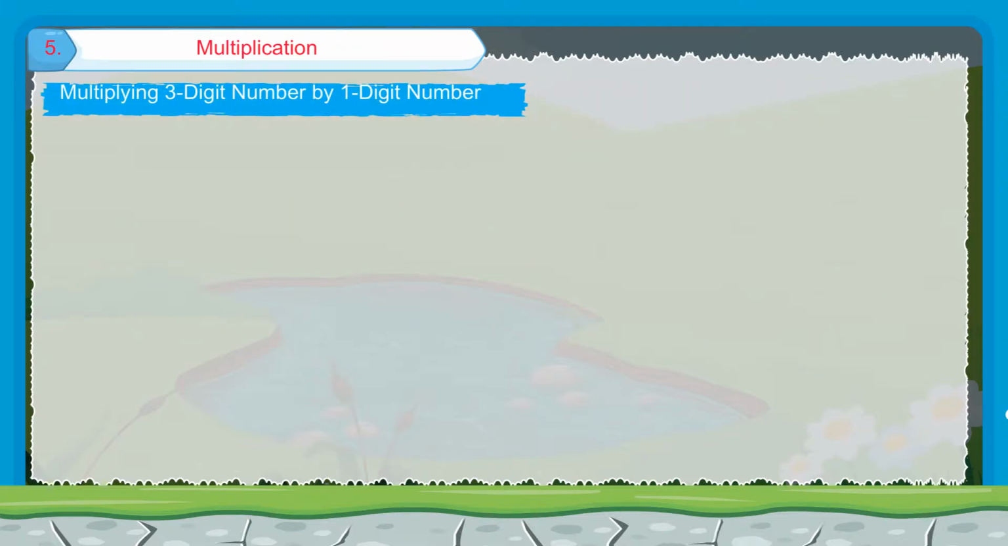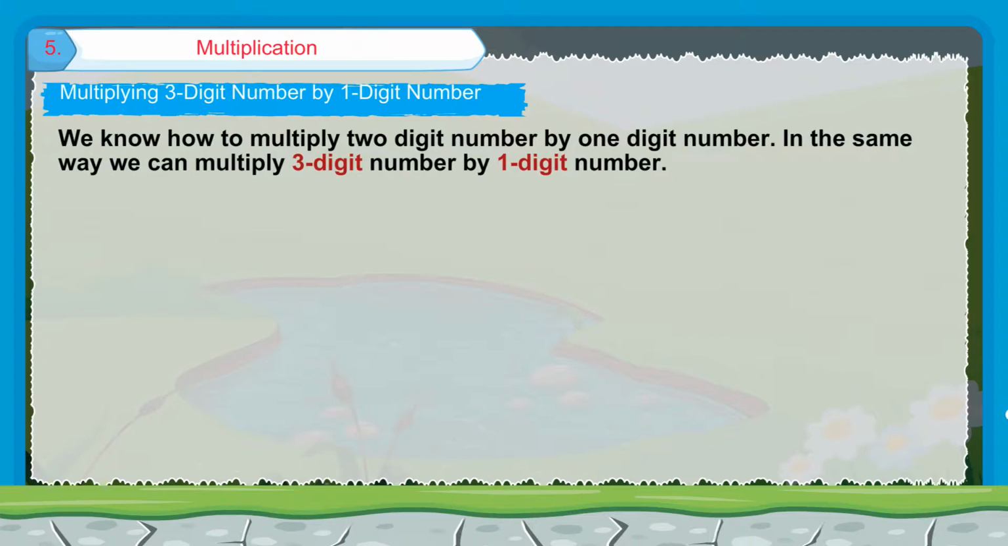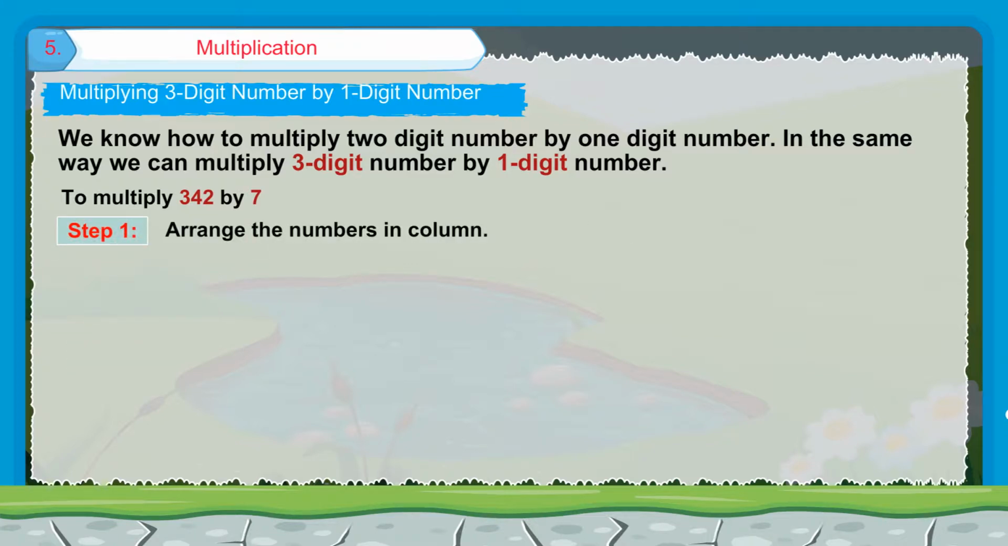Multiplying 3-digit number by 1-digit number. We know how to multiply 2-digit number by 1-digit number. In the same way, we can multiply 3-digit number by 1-digit number. To multiply 342 by 7. Step 1. Arrange the numbers in column.